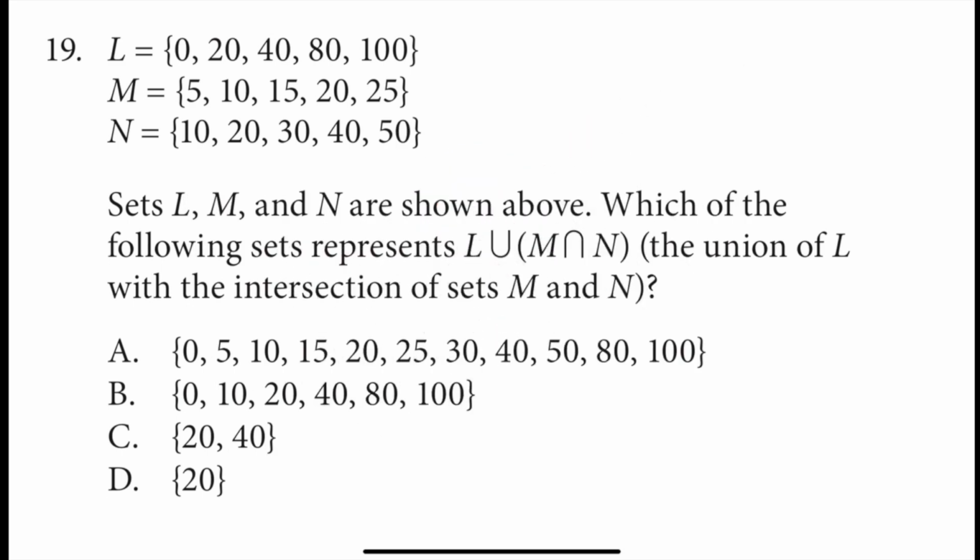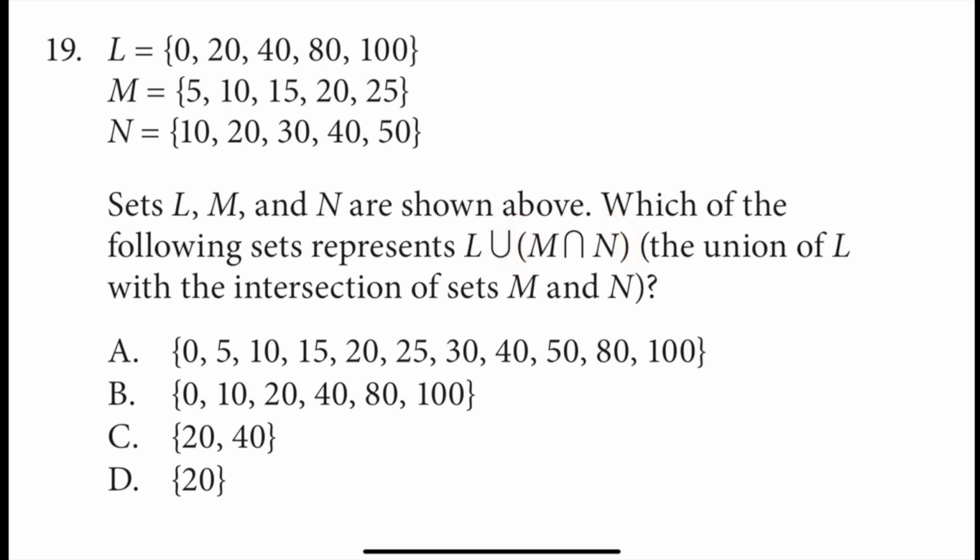Let's go to the next one, 19. I have 3 sets, L, M, and N, right? They're shown above. Which of the following sets represent this, which is the union of L with the intersection of M and N? All right. So guys, this U is union. This is intersection. We have to do this, which is in parentheses.